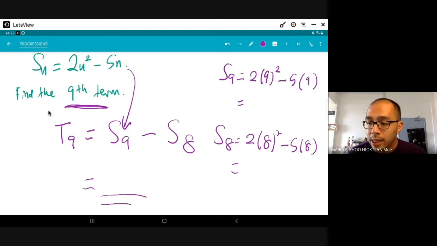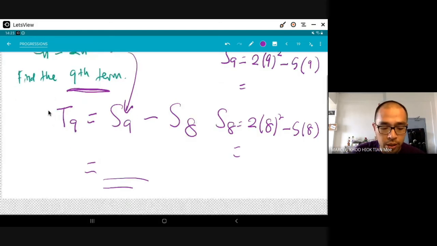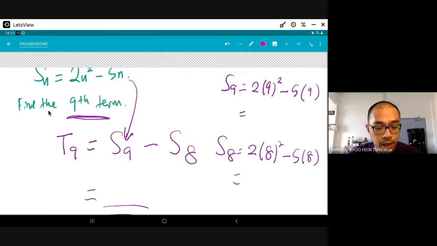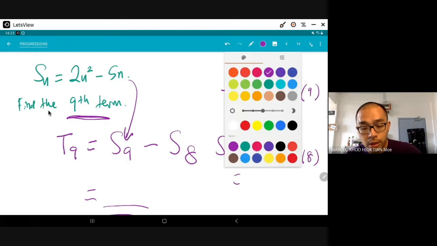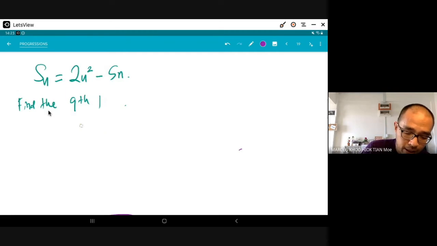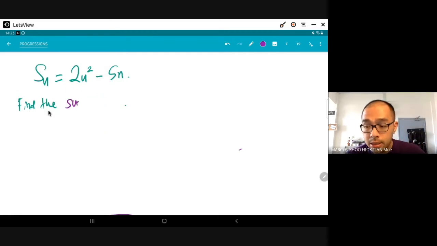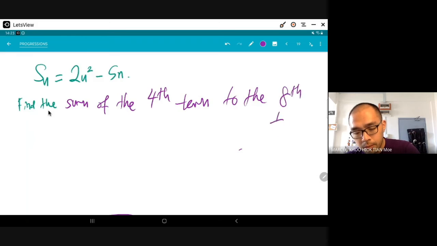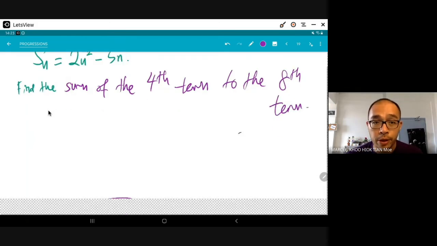Okay, one last type of question. This one I must say lah. I'm going to use the same formula, Sn equals this one. Tapi saya mahu tukar soalan dia sedikit. Okay, hold on. Find the sum of the fourth term to the eighth term. Okay, this one is very important.